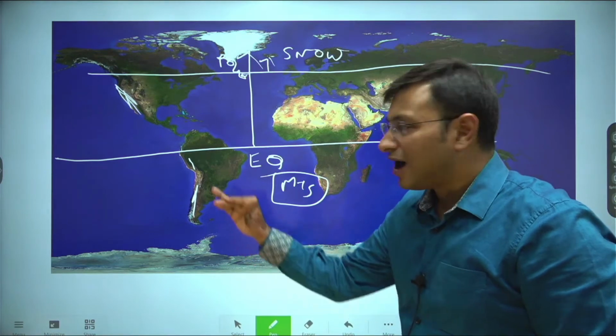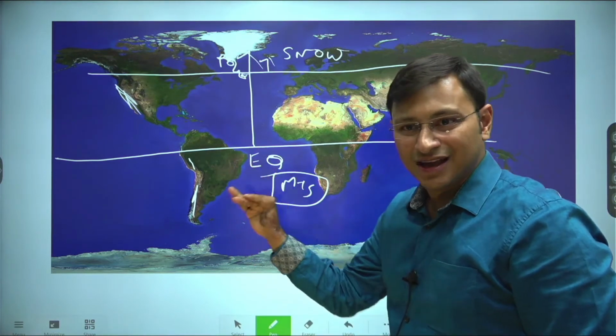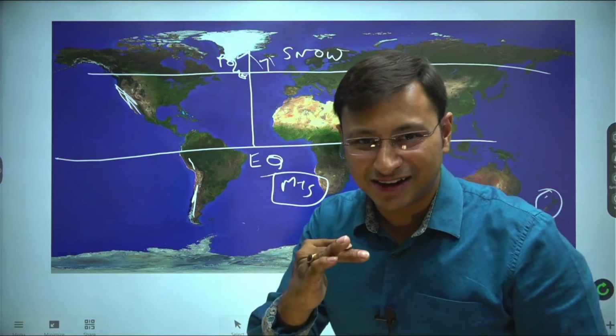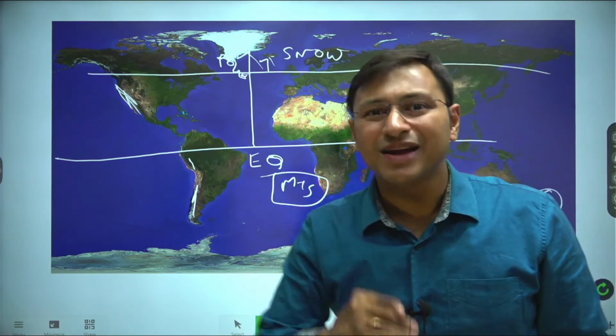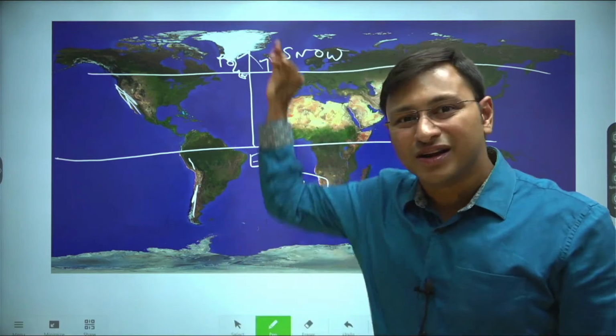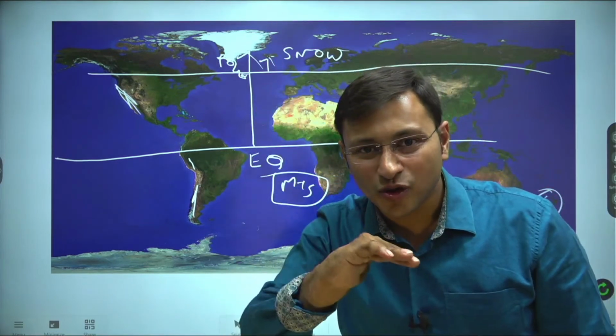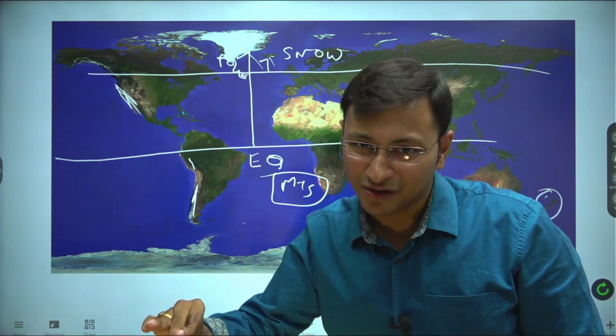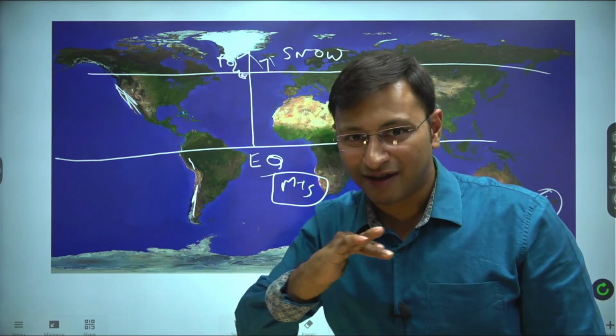Hence, the altitude mimics topography. I'm again reiterating, the altitude will mimic topography from the equator towards the poles. If you are going up a high mountain, the lower reaches will have rainfall. The middle reaches will have what?